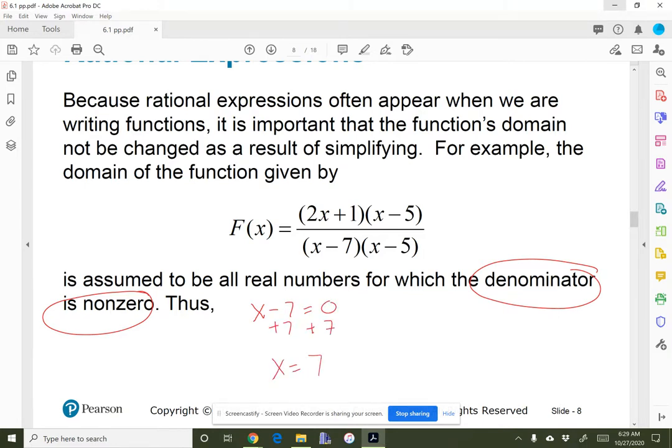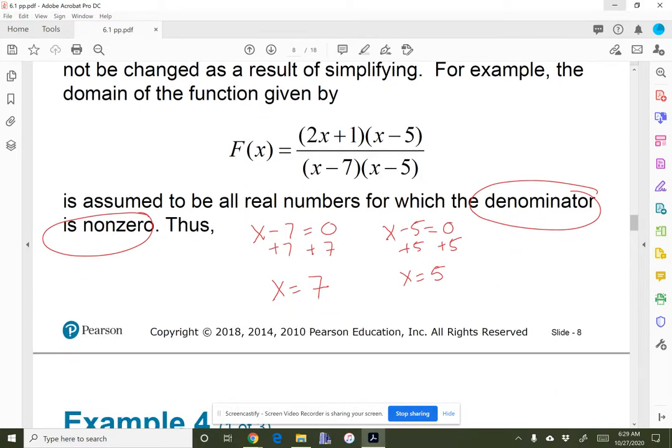So I know that when x is 7, it makes my bottom 0, which is a big no-no. I also know that when my x is 5, it makes my bottom 0, which is a big no-no. So the way you would write that is you would say that your domain equals, and then they write it in set builder notation. They would say x such that x does not equal 7 and x does not equal 5. Meaning everything except for those two situations.